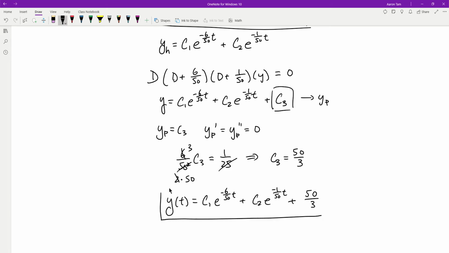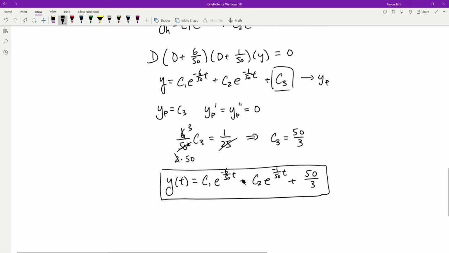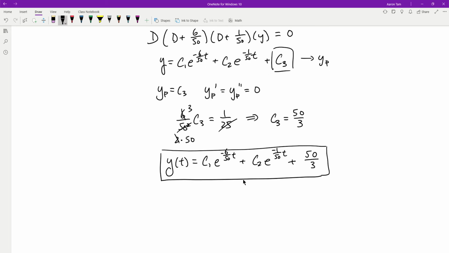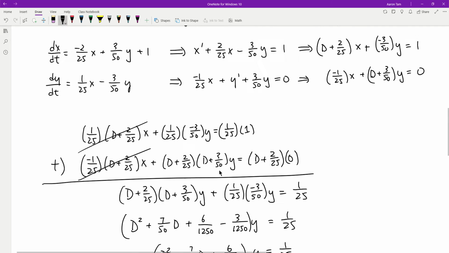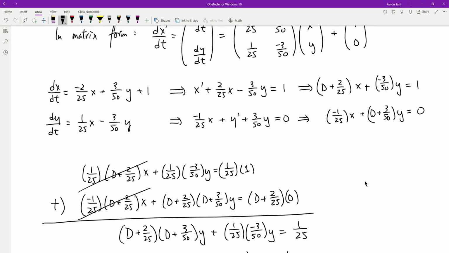So that's one of my answers, which is good. Now I just have to figure out what the answer for x would be. To do that, I'm going to pick an equation to plug y into. Of course, I'm looking for an equation where I don't have to solve a differential equation for x. So that would mean the second equation right here would probably be what I want, which comes from this equation right here. So I'm going to just use that.